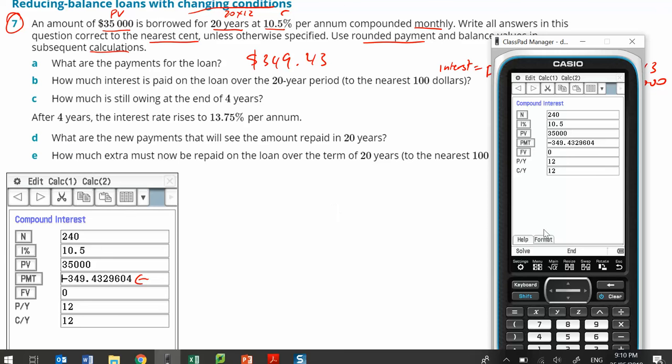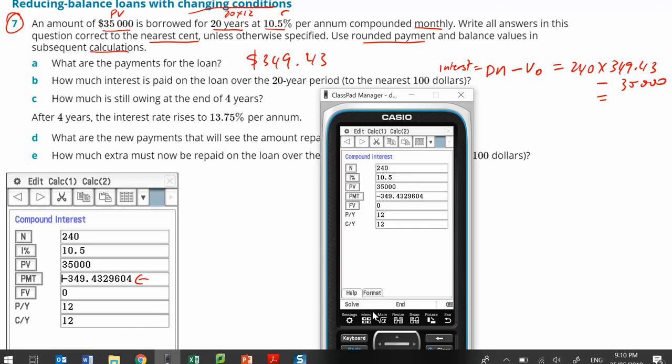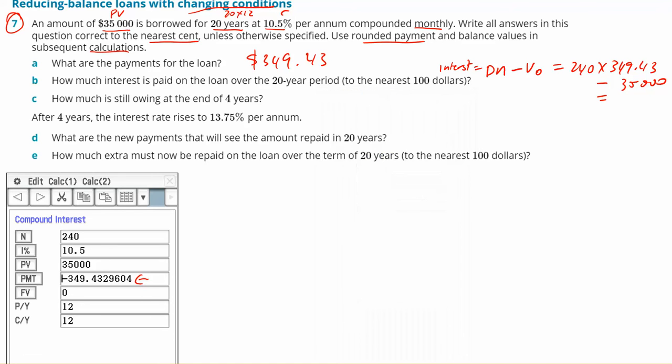Remember, it's always easier to use a scientific calculator for certain calculations. A trick you can use if you don't have a scientific calculator is you can do the calculation in the boxes. So 240 times 349.43 minus 35,000 gives 48,863.20 dollars. Make sure to put dollars in.